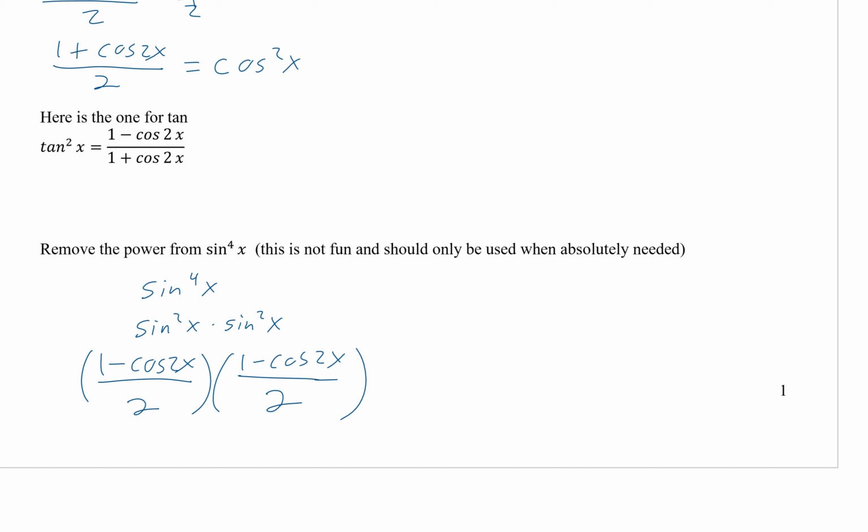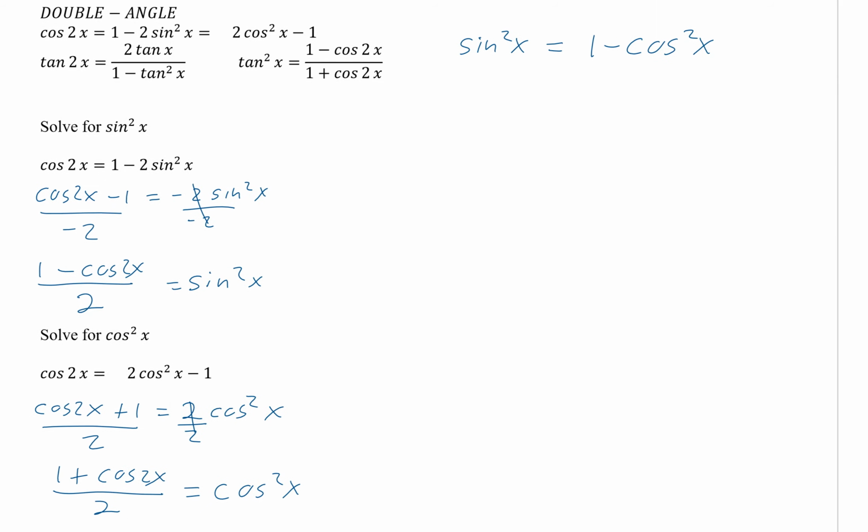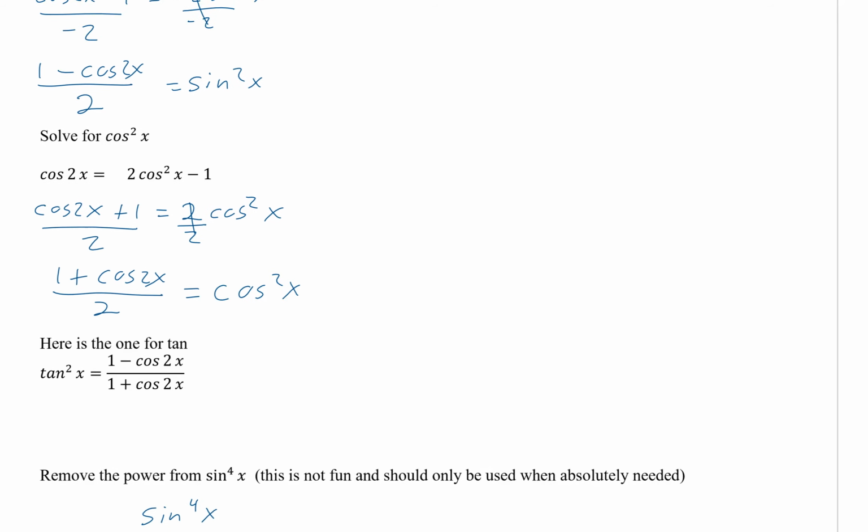And yeah, you can keep multiplying it out, and that's where the not fun part should be done. We're going to stop here. But there you go. To reduce powers, just use your double angle, solve for the square part, and you're good to go.